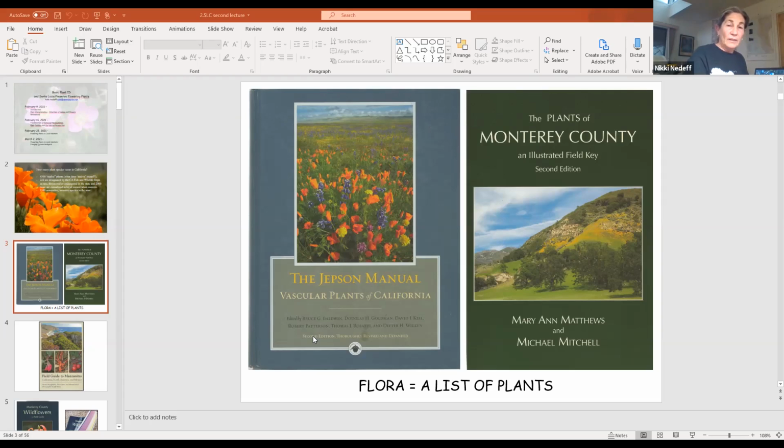And also taxonomists, those people who organize living things into categories and classifications, would revise the organization of how plants and animals were grouped based on genetics, based on developing techniques, things like DNA sequencing. So the minute a flora or a list of plants is written, it's out of date. New things are found, new ways of organizing plants are developed because of DNA sequencing and research that people do.